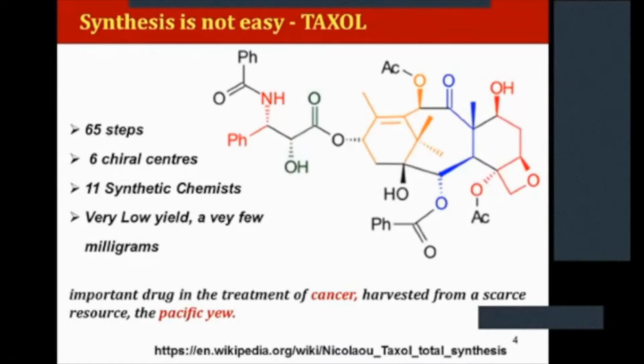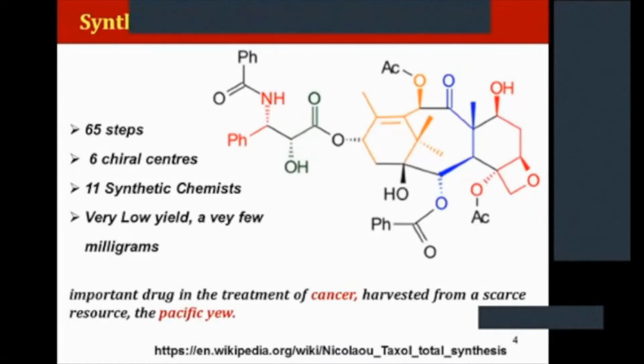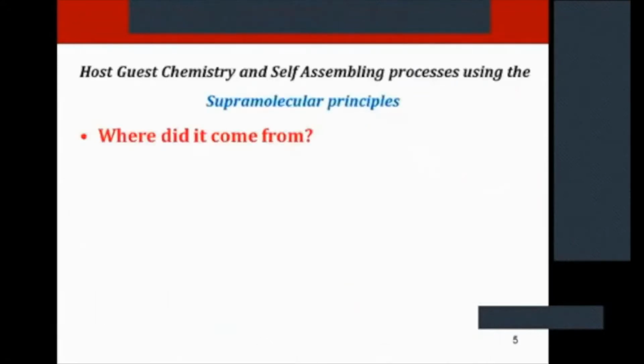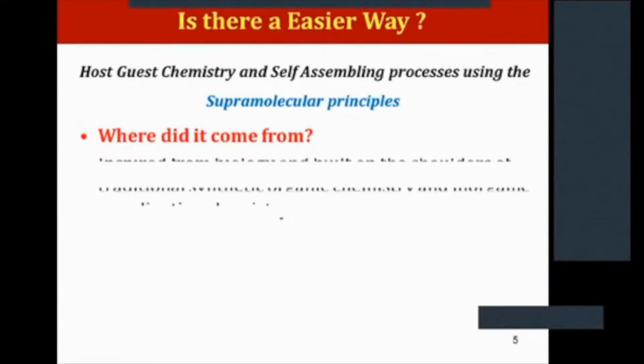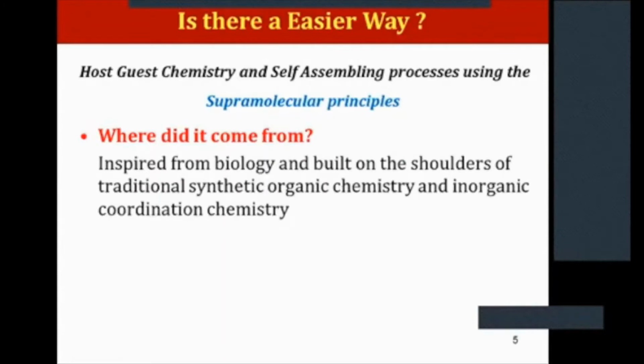Here comes phosphate chemistry, or the self-assembling process, which are the principles of supramolecular chemistry. So where did this principle come from? It is inspired from biology and built on the shoulders of traditional organic chemistry and inorganic coordination chemistry. That is a biomimetic system. We always take inspiration from biology, from what happens inside our body or what happens in nature.